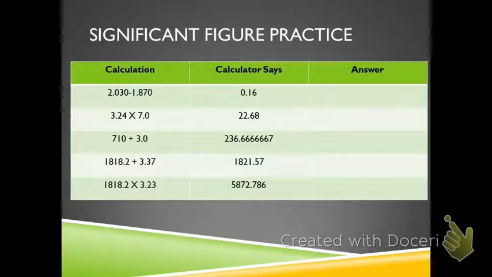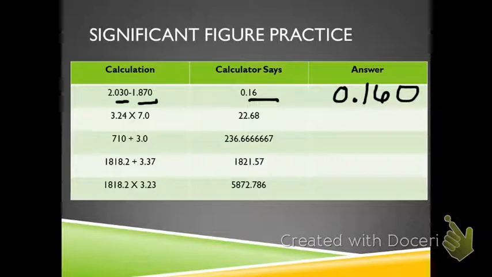Since I am subtracting in the first one, I need to do the least number of decimals. In 2.030, there are 3 decimals. In 1.870, there are 3 decimals. Therefore, I must have 3 decimal places in my answer, and 0.16 is only 2. So I have to manually add a 0 to abide by the rules of significant figures.